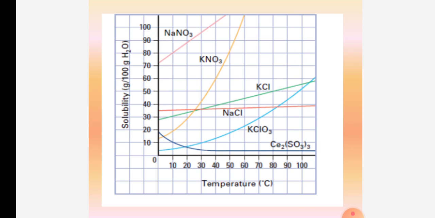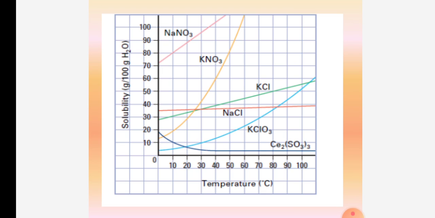So what does the solubility graph show? The changes in the solubility of a particular solute. You are taking a solute. How does the solubility of that particular solute change in a solvent? In a solvent. What is the solvent which is preferred in our graph? Can you make out from our graph what is the solvent that is being taken? It is shown in the y-axis, solubility in grams per 100 gram of water. So what is the solvent taken? The solvent taken in our graph is water.